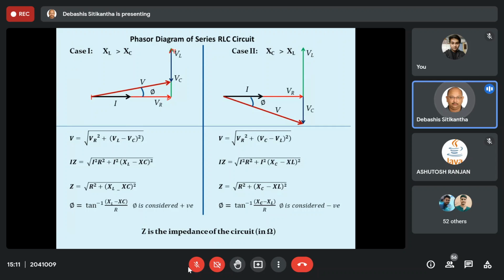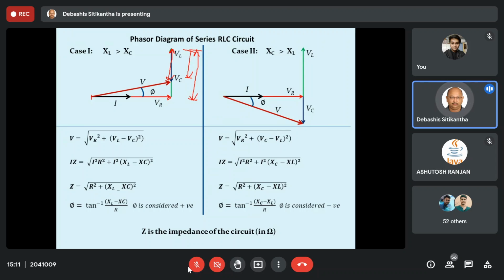Next, what about this VC? So VC obviously is going to be out of phase from this I by minus 90 degree. So naturally this VC in blue color should have been dropped over here. But the thing is that since we are adding them, from this head, the toe will be there for this VC, and I have drawn it in this manner. So from here to this point, it is your VL, and from here to here, it is your VC.